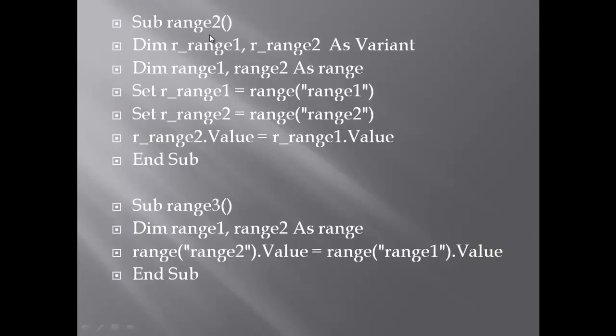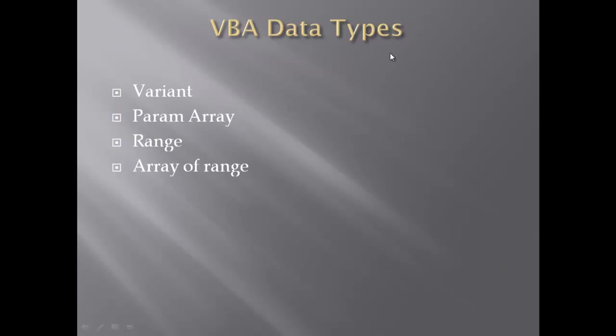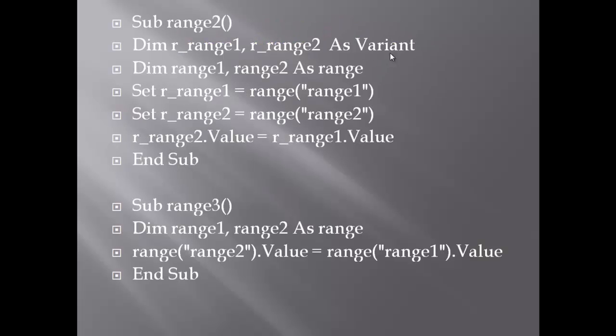So this is a subroutine. The name of the subroutine is range, and Dim is the way to define the range type. I have kept this as variant. So variant is a data type. We have data types such as integer, character, range, workbook, worksheet, all of the things that we have. That's a kind of a data type. So I've kept it as variant.